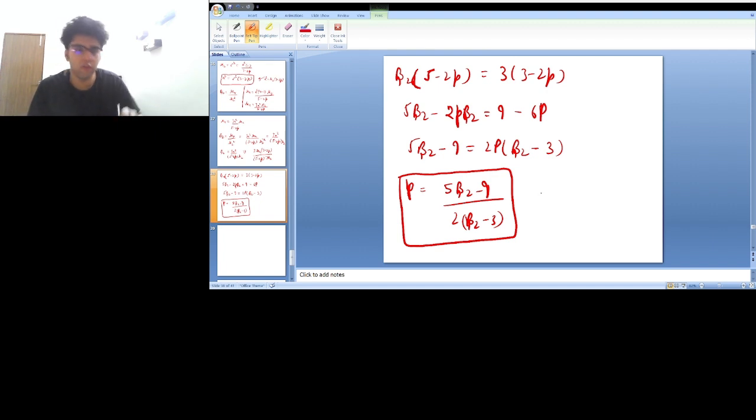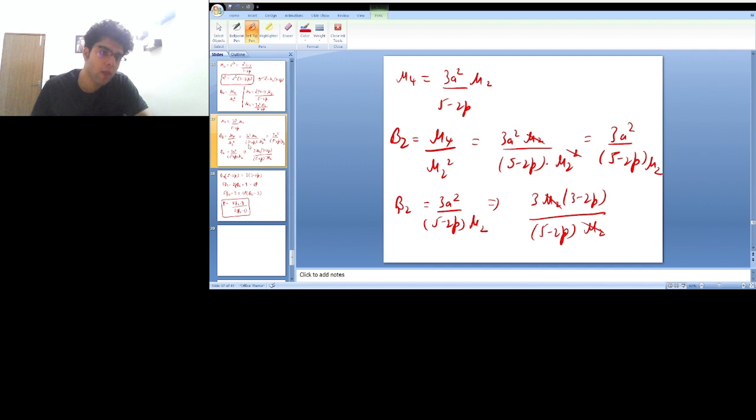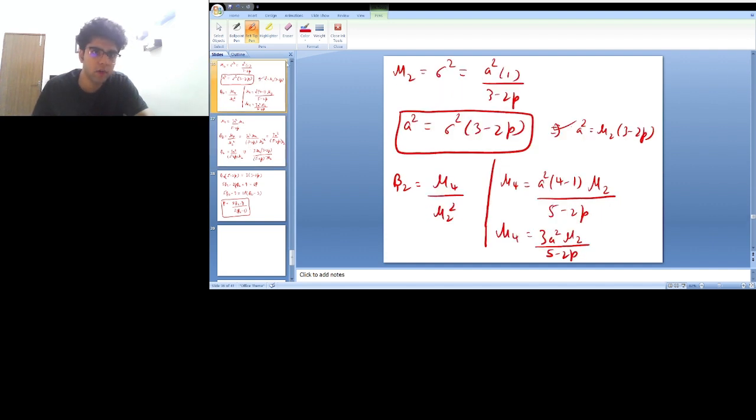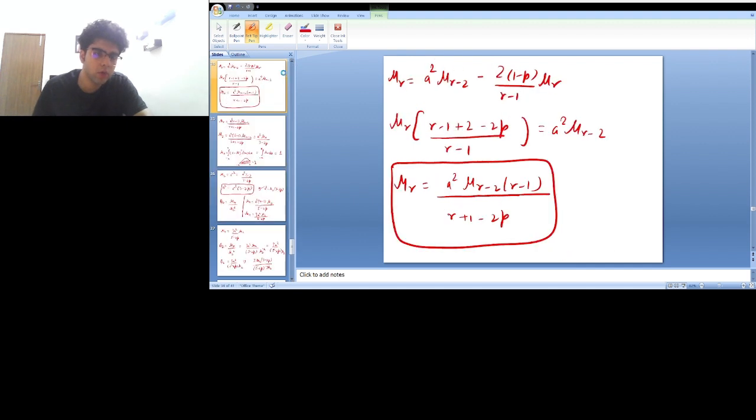So we found the value of p, we found the value of a square. They have also left it at a square only. They didn't find the root, they didn't find the value of a. So a square is equal to sigma square into 3 minus 2p, and we also showed that my rth moment is equal to a square and mu r minus 2, the r minus 2th moment with respect to the mean, and r minus 1 divided by r plus 1 minus 2p. So we proved all of the parts in this question.